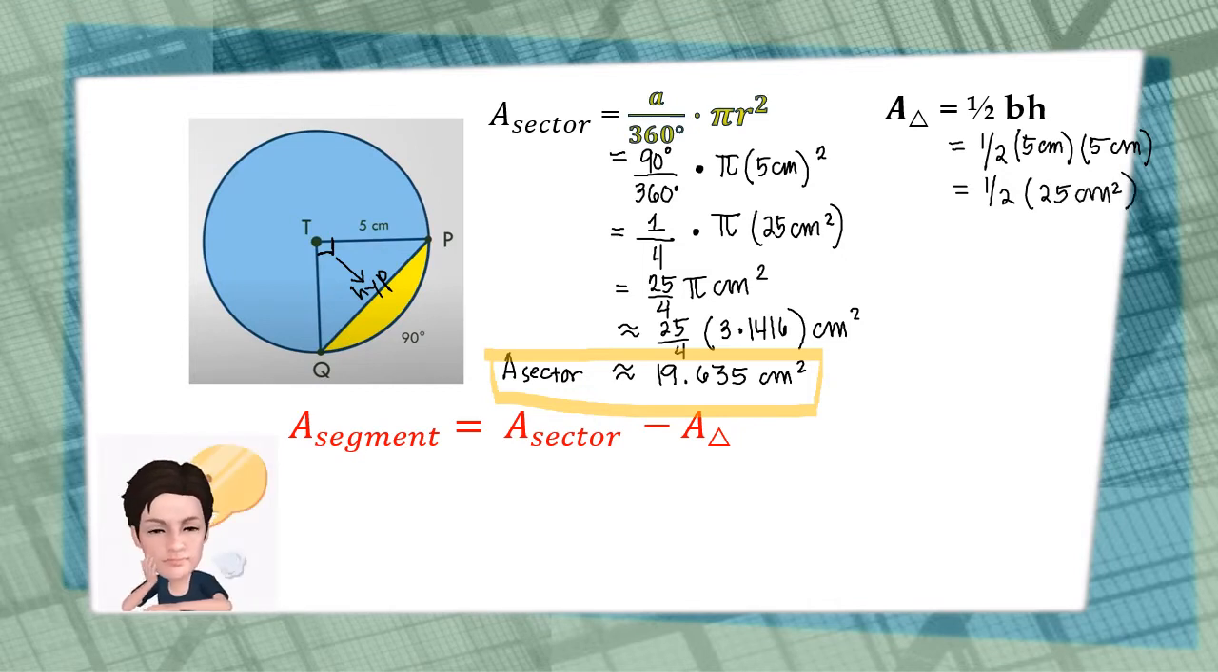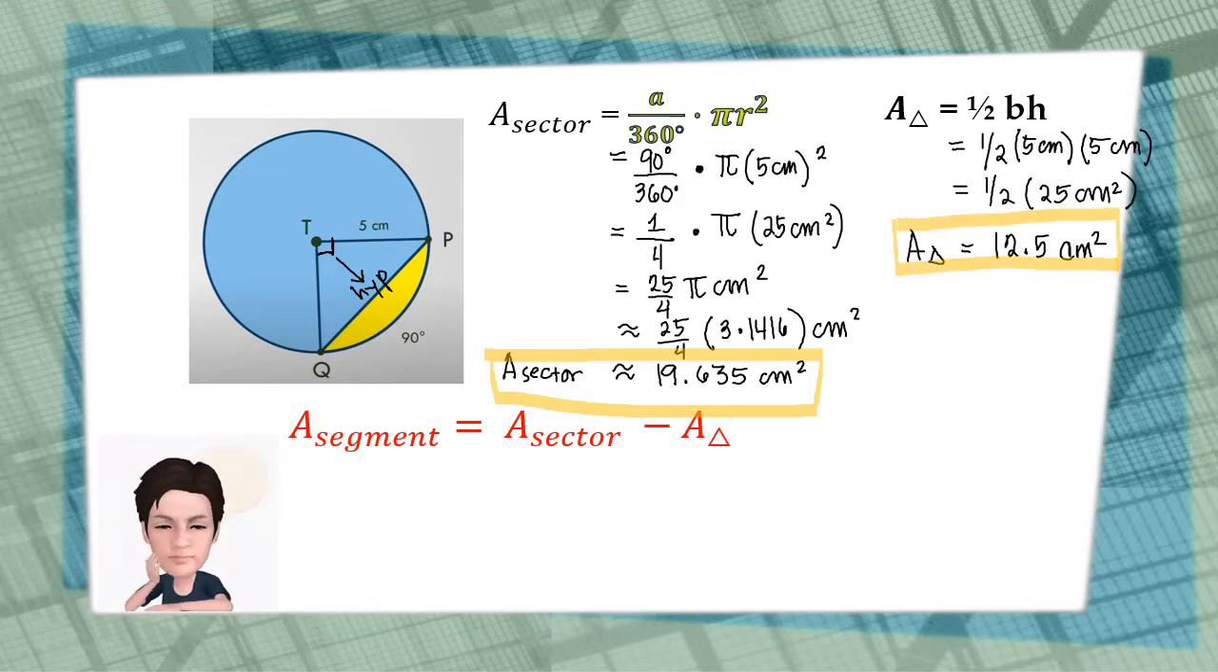But of course, we're not yet done. So, area of the triangle, what is 1/2 of 25 centimeters squared? And with that, we will have 12.5 square centimeters. Okay, I'd like to take note of this one again.